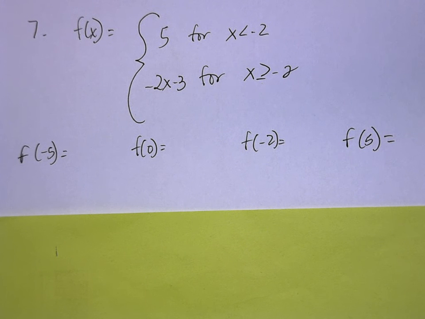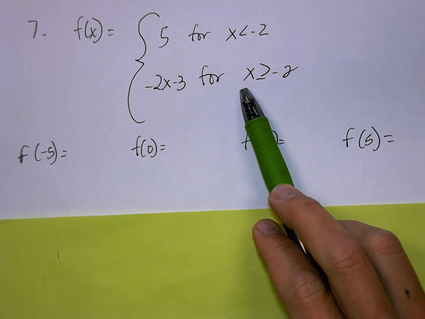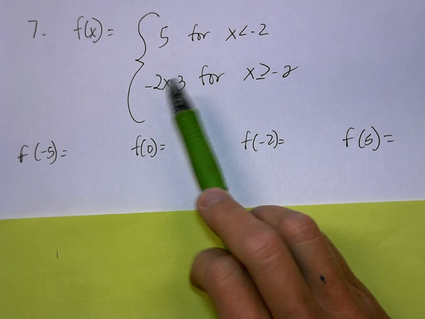Is it a negative? -13 is correct. So 5 would fit in here. 5 is greater than -2. -2 times 5 is -10. -10 minus 3 is -13.